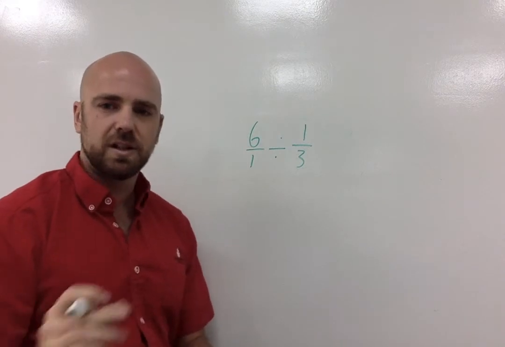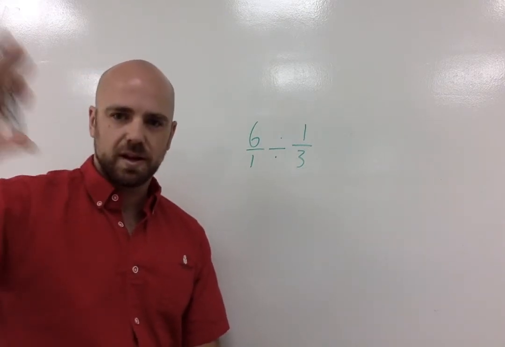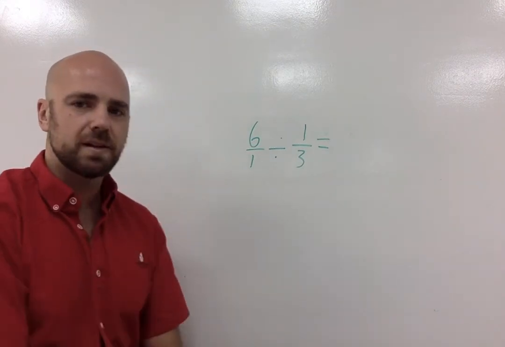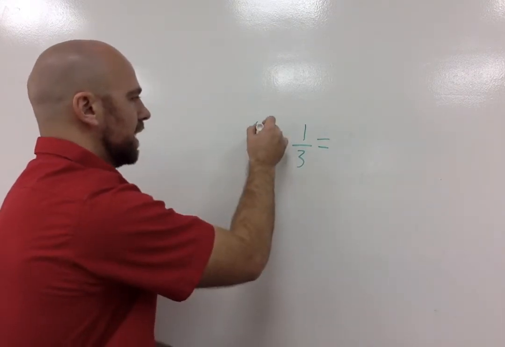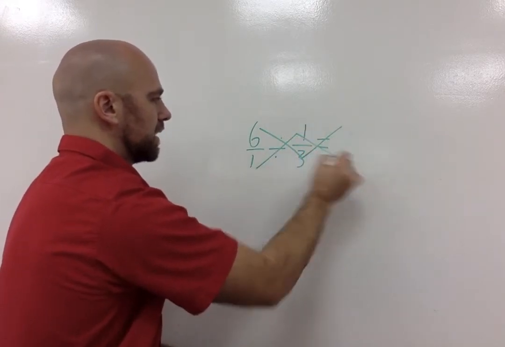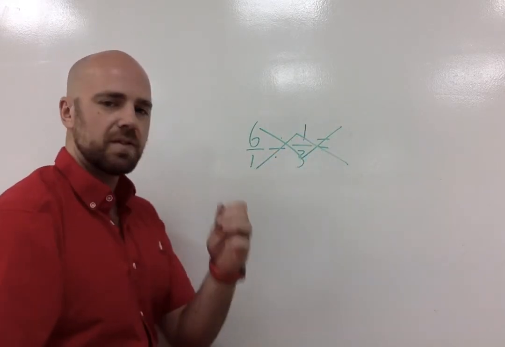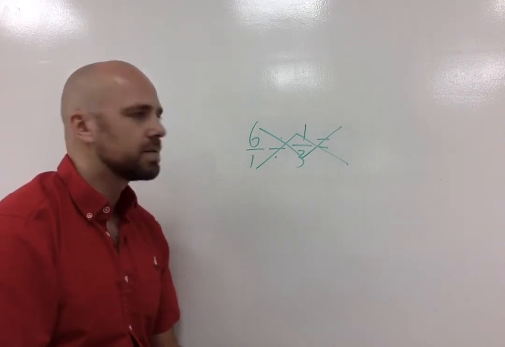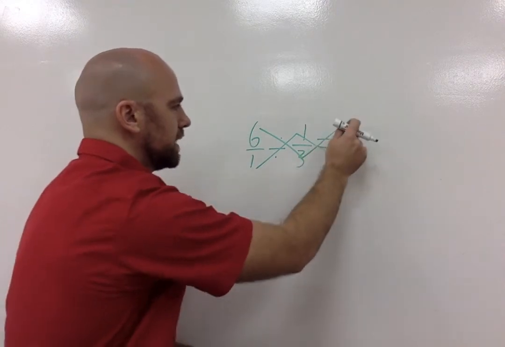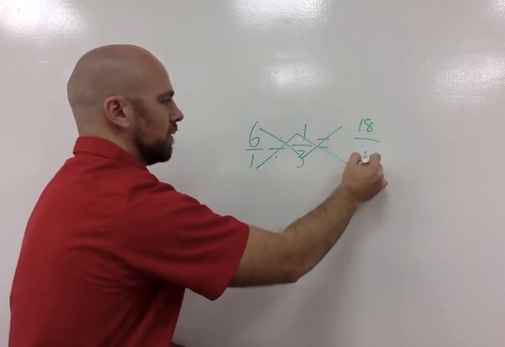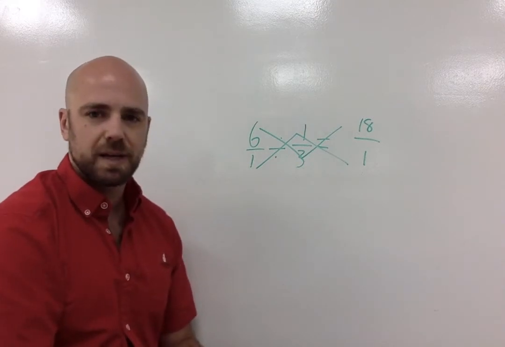What my students last year really enjoyed doing is a kind of crisscross, like a double thing. Instead of necessarily flipping it, what they would do is multiply across one way, and multiply across the other. So I'd go 6 times 3 gives me 18. 1 times 1 gives me 1. So my answer here ends up being 18.